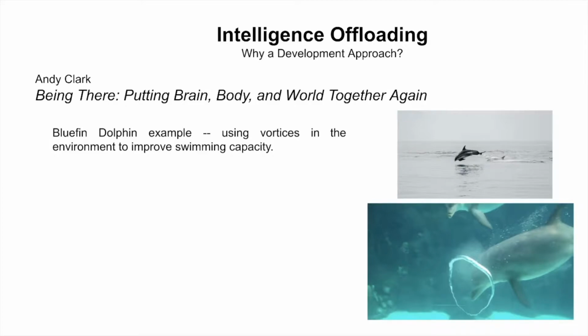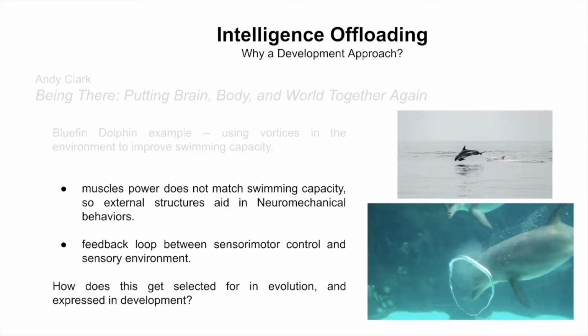So to start off, we want to go back to Andy Clark's work on embodied cognition. One of the examples that he gives is the bluefin dolphin swimming through a water column. Their muscles do not have the power it needs to move, and so they utilize these vortices in the environment to improve their swimming capacity. This creates a feedback loop between sensory motor control and the sensory environment.